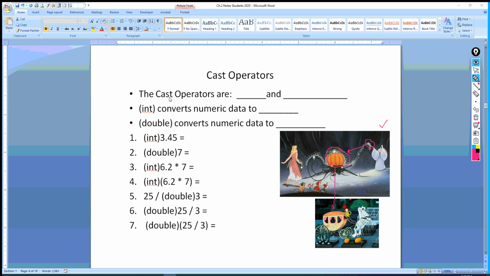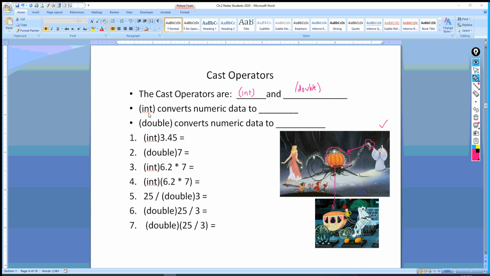In Java math we have cast operators, and they are int with parentheses around it. An int without parentheses is a data type. An int with parentheses is a cast operator. It's a wand. And now we also have a double cast operator, and again, that's got to be in parentheses. So these are two wands, and they will cast their spell on something and change it.